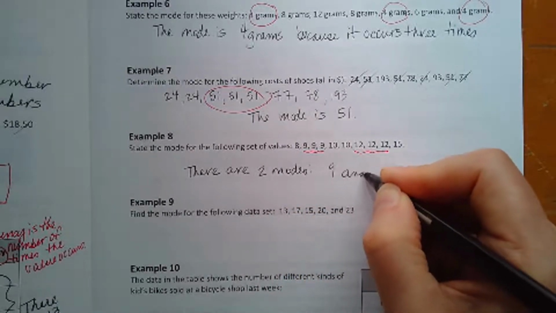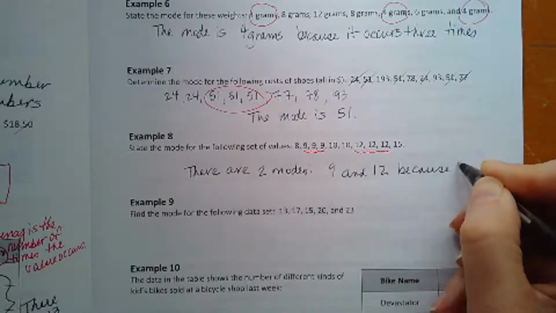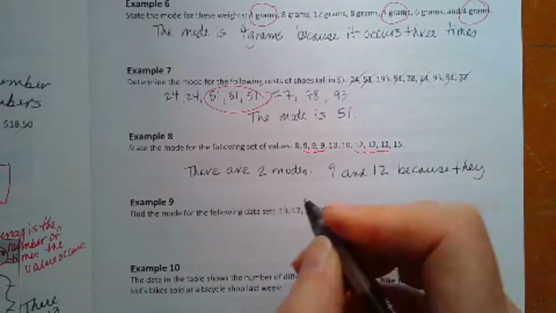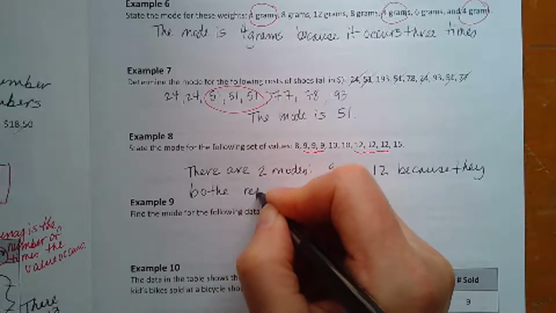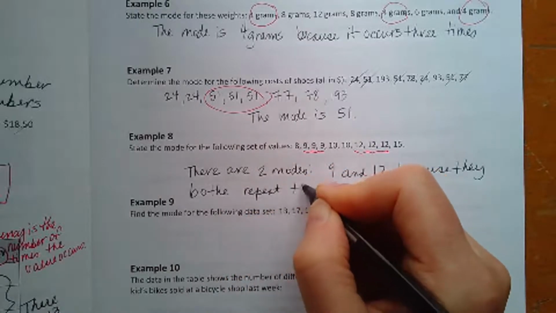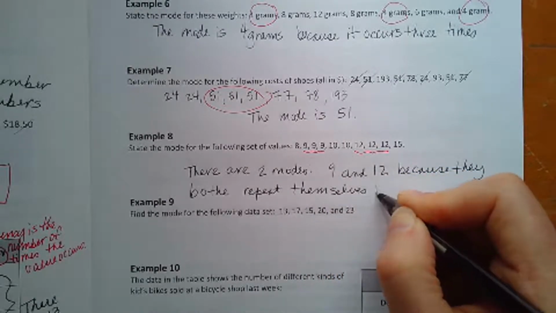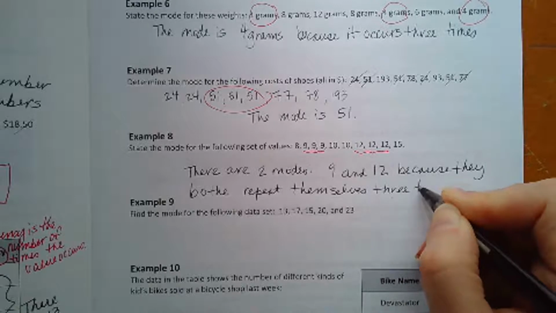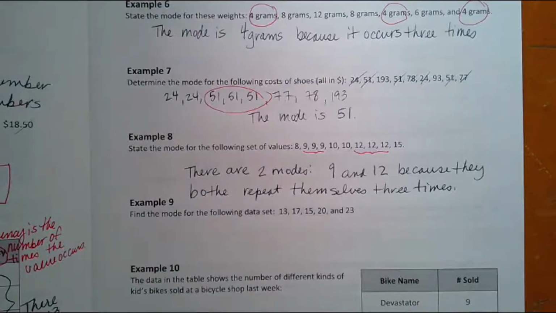9 and 12, because they're tied, right? They both repeat themselves 3 times. Okay. When there's a tie for the most, then they are both regarded as the modes. So you can have more than one mode, which is kind of interesting, right?